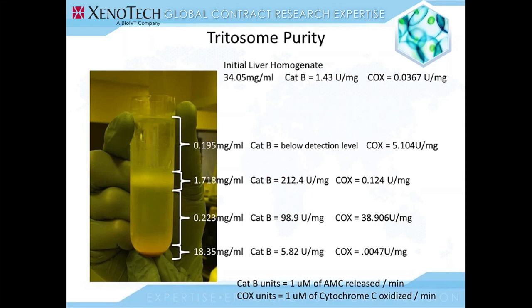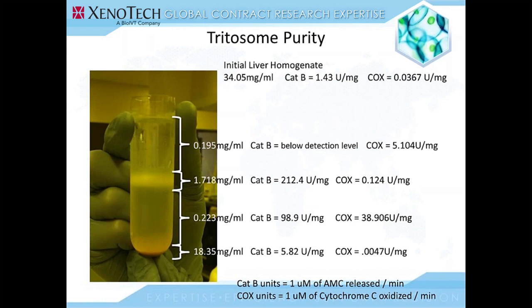To address the purity question, what we've done is we've characterized the volumes of the sucrose gradients, the tritosomes, and we've looked for levels of enzymatic activity that we'd expect to find with the different organelles. So the cathepsin B is our enzymatic marker for lysosomes, and our cytochrome C oxidase, or COX, is the enzymatic marker for mitochondria. Now, as you can see, we get nice enrichment of cathepsin B in that white band that we associate with tritosomes. We have a nice increase there. If you go above or below that, you get a decrease of cathepsin B activity.